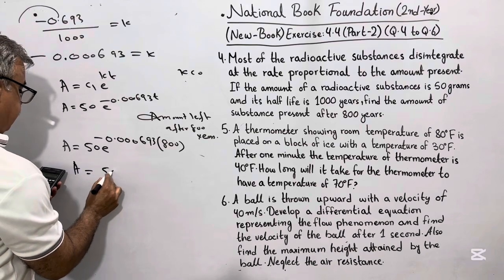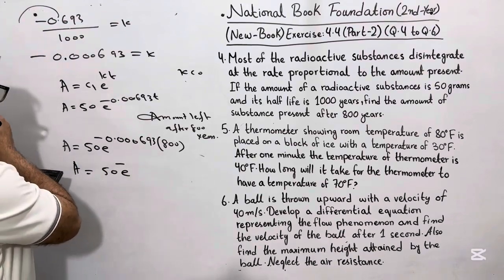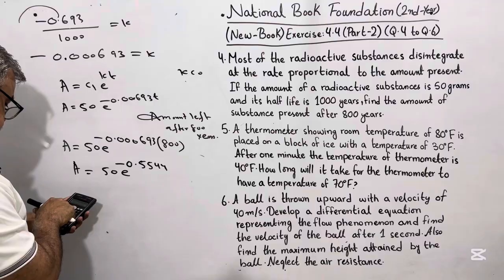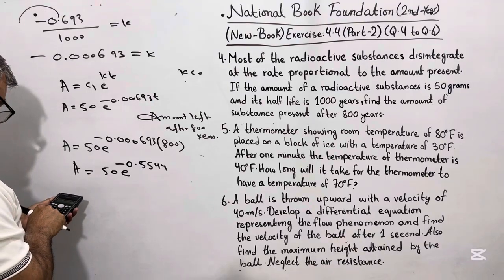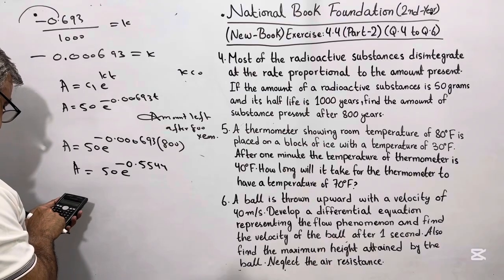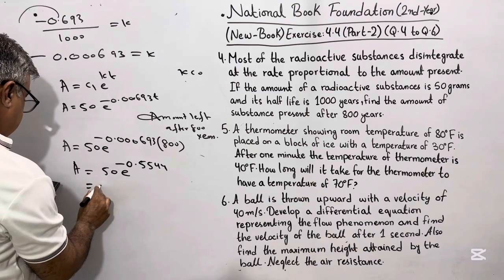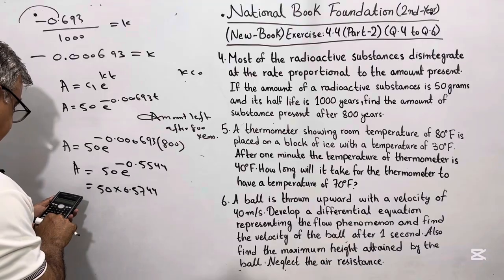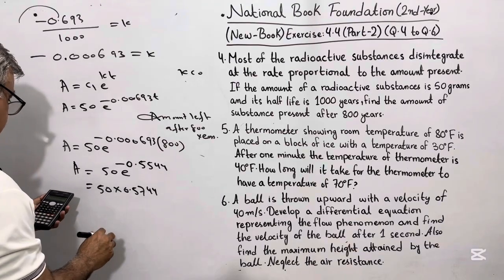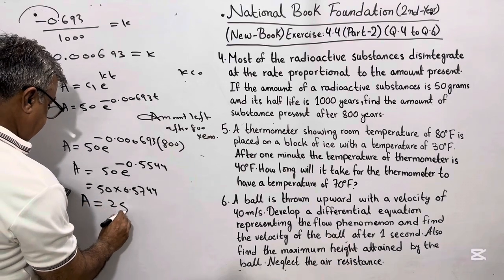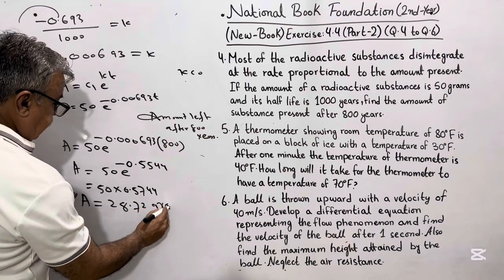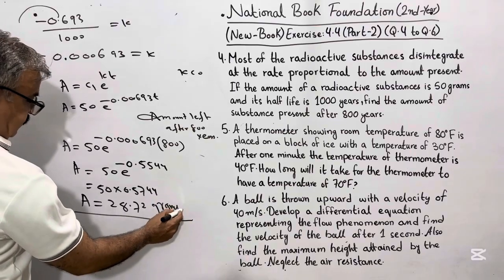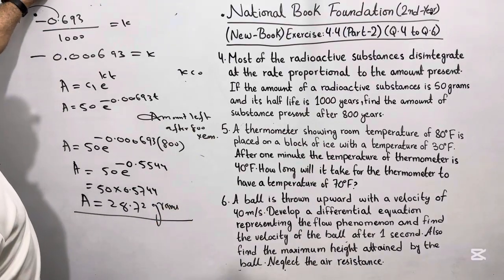It will become 50 raised e to the power negative 0.5544. Now e raised to negative 0.5544 is 0.5744, okay, enough digits. Multiply by 50. We have the amount left is 28.72 grams. Amount left after 800 years is 28.72 grams of the radioactive substance. It's our answer.